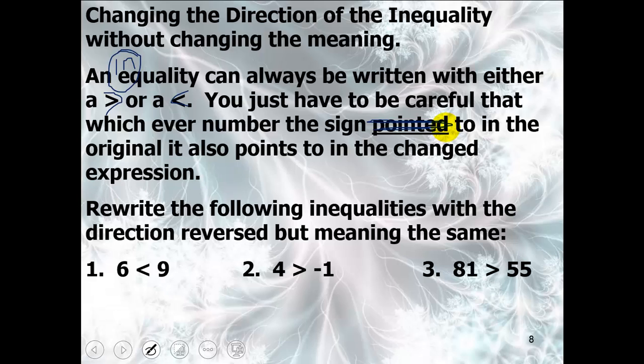For example, we want to rewrite the following inequalities with the direction reversed but the meaning the same. So I want to reverse my direction, okay? And I just have to make sure that this points to the same number. So 6 less than 9 has the exact same meaning as 9 greater than 6. If 6 is less than 9, then 9 has to be the bigger number. All right?